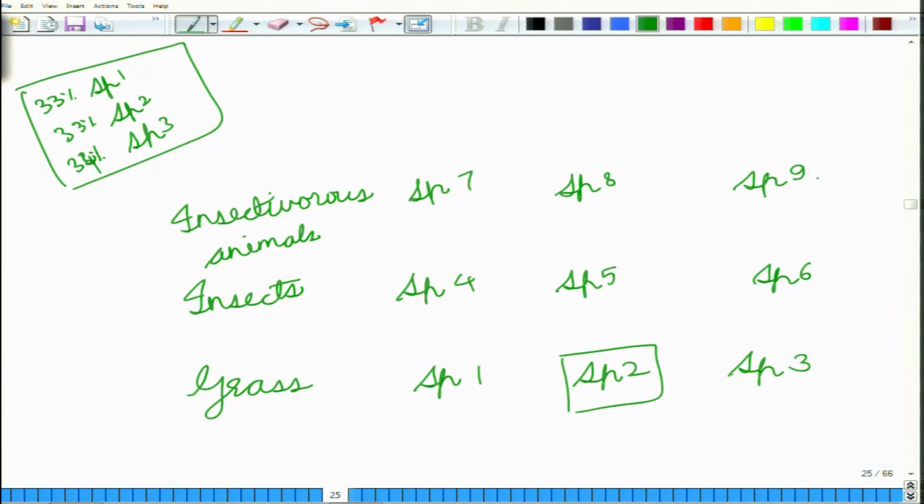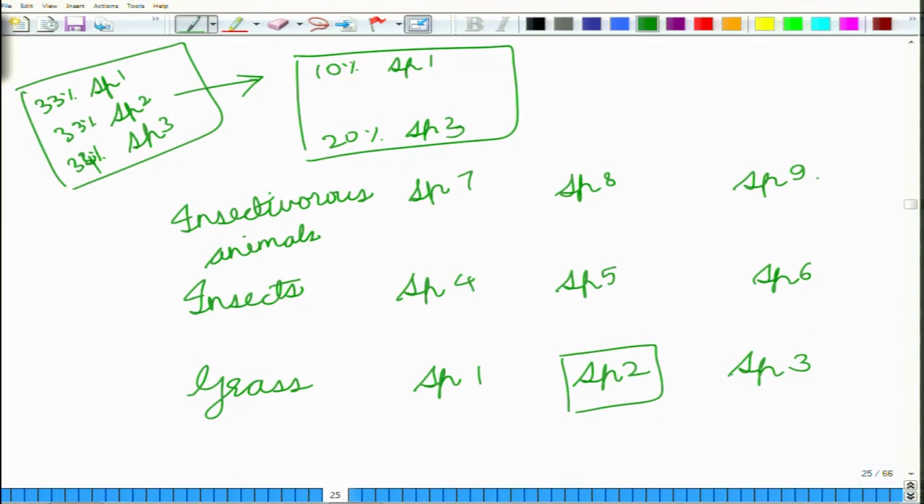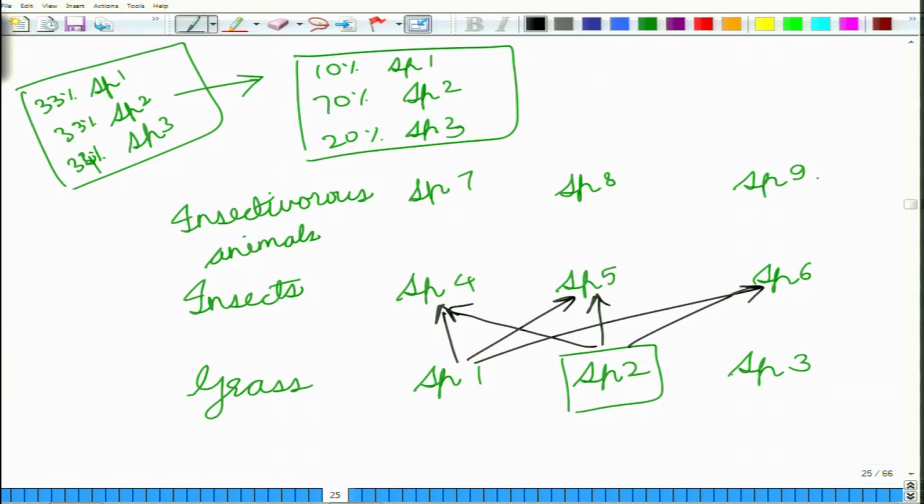Now suppose from this state this community changes in a way that now you have, let us say, 10% of species 1, say 20% of species 3, and let us say you have 70% of species 2. So in this situation what we are saying is that species 2 is tending to proliferate at the expense of species 1 and species 3. Now once that happens, the situation is that you have species 1 that is eaten by all these 3 insects, you have species 2 that is eaten by all these 3 insects, and you have species 3 that is eaten by all these 3 species of insects.